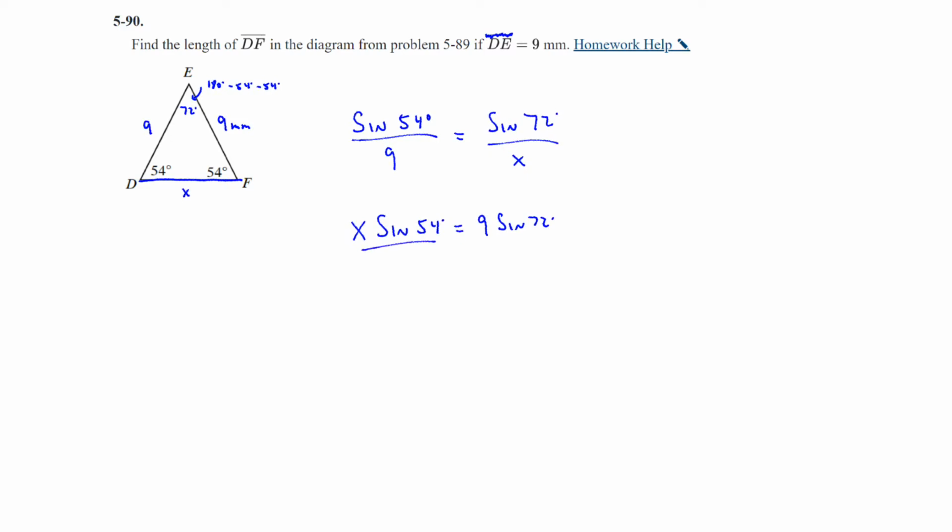You can divide both sides by sine of 54 degrees. And then you really can just plug that whole thing in your calculator. If you want to include parentheses on the top, you can, but it'll do order of operations for you. So if you take 9 times sine of 72, and divide that by sine of 54 degrees, you'll get approximately 10.6. So therefore, DF is going to be approximately 10.6, and make sure you label millimeters.